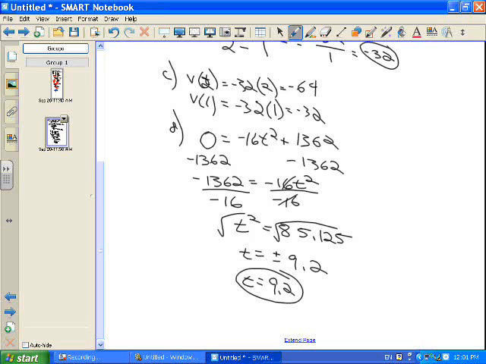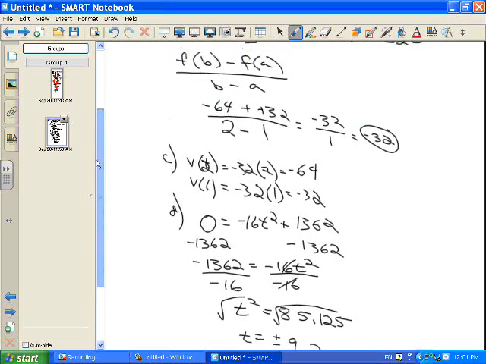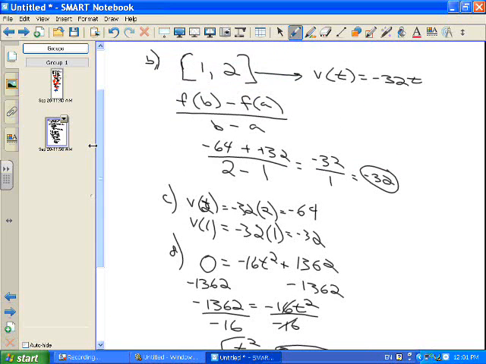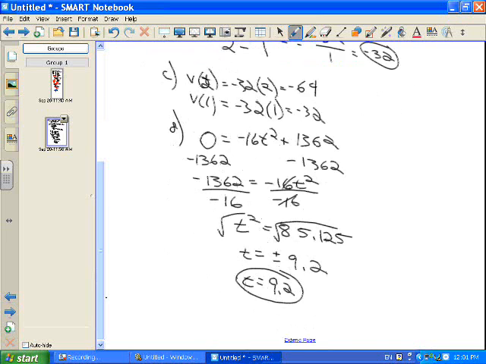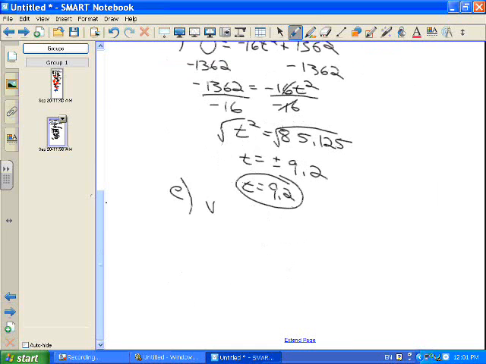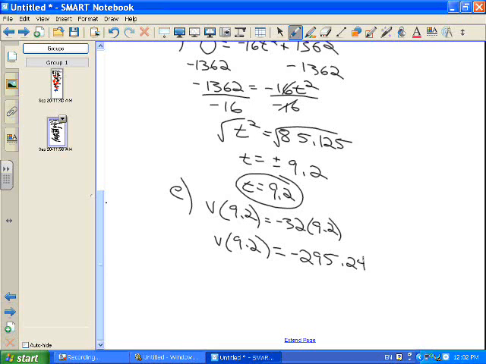And then they say find the velocity of the coin at impact. So what do we do with that 9.2? Put it in here. Yeah, we plug it back up into that one with the v of t. v of 9.2 is negative 32 times 9.2. Negative 295.24, and then this is feet per second.